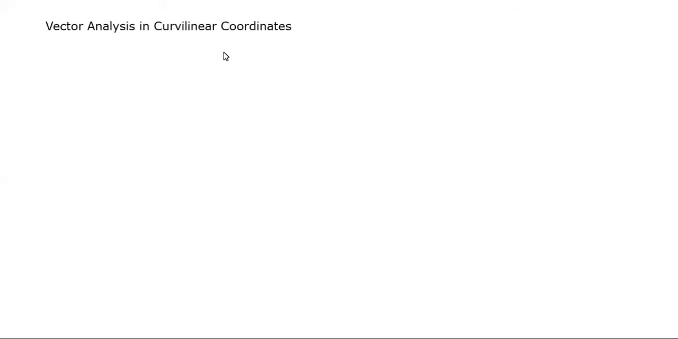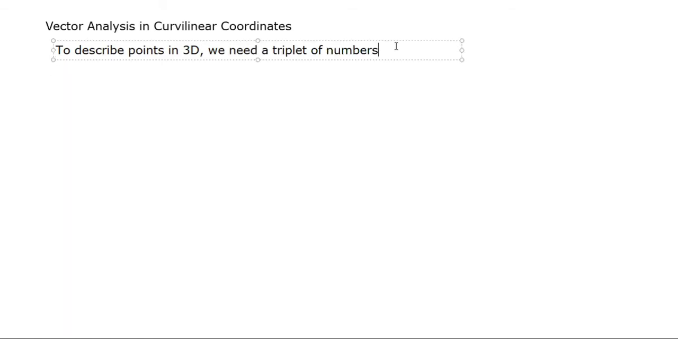So we've come up with the idea that we don't necessarily have to do all of these integrals in rectangular coordinates, and there are some subtleties when we go from rectangular to non-rectangular coordinates. And one of the issues, so let's just start at the beginning. Let's say we just want to describe points in 3D. We need three numbers. That's kind of what 3D means to a mathematician.